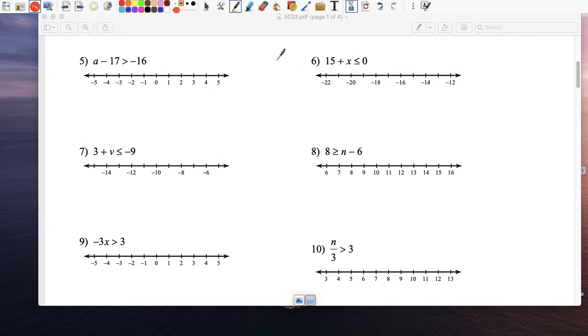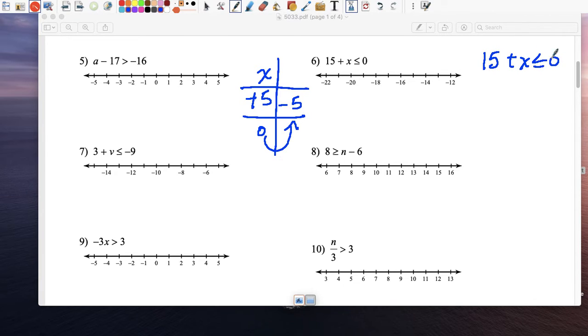6. Here's my variable x. We're adding 15 to it. It's going to be less or equal to 0. The inverse operation is going to be minus 15. So let's do it over here. 15 plus x less or equal to 0, left and right. Oh, sorry, plus 15. I forgot 15, not 5. So we're going to do minus 15 here and minus 15 here. That goes away. X is less or equal to negative 15.